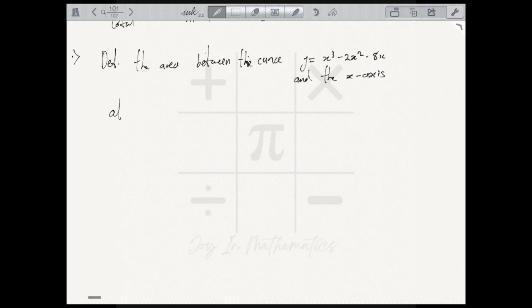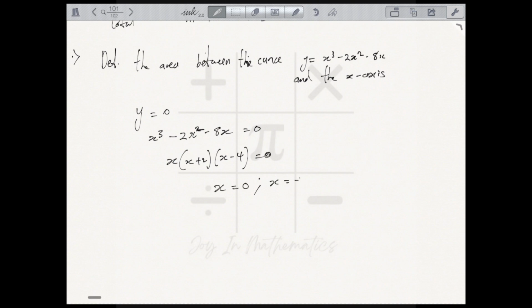And at the x-axis, for this case, we are saying that y is equals to 0. Therefore, we are going to simplify the equation x cubed minus 2x squared minus 8x to be equals to 0. Now, when we simplify this, we will have x into x plus 2 and x minus 4. Therefore, when y is equals to 0, we have three values. X is equals to 0, x is equals to minus 2, and x is equals to 4.